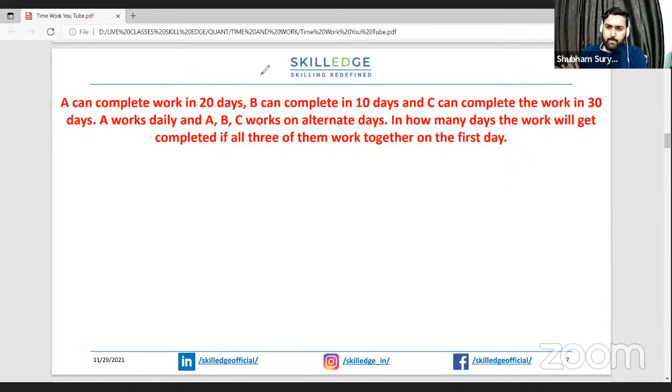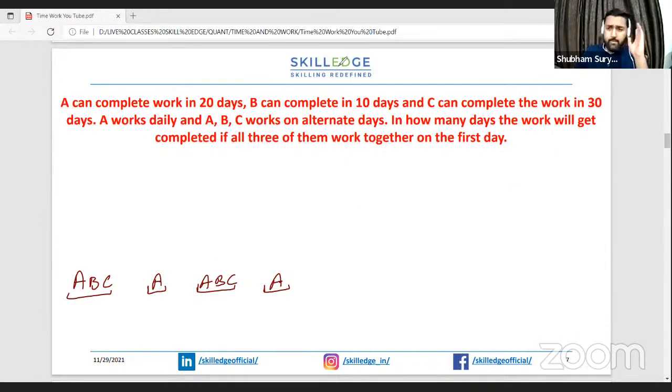For those who are not able to understand the question, A works daily and A, B, and C work on alternate days. And on the first day, all 3 are working together. It means on the first day, A, B, and C are working together. In the next day, only A is working. And then A, B, and C again are working together. On the next day, only A is working. This is how the pattern has to be. So every alternate day, only the person A is working, and on the other days, A, B, and C are working together.